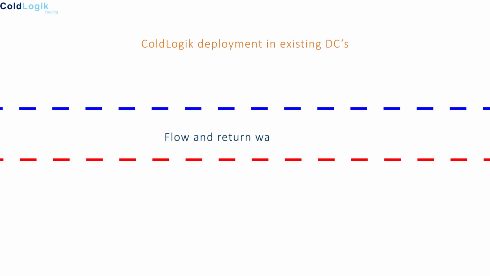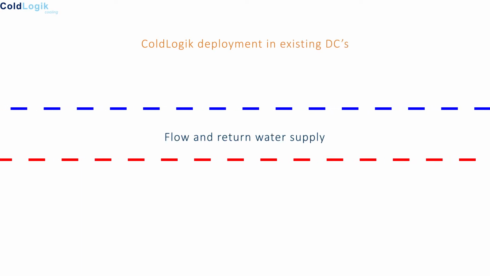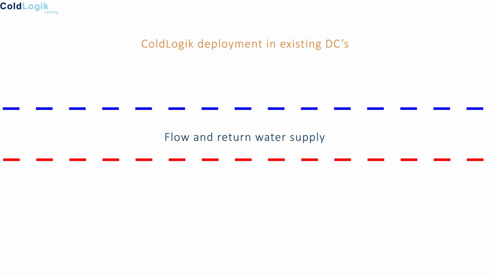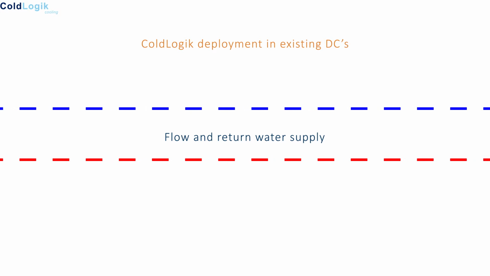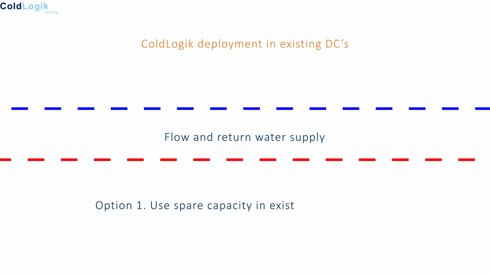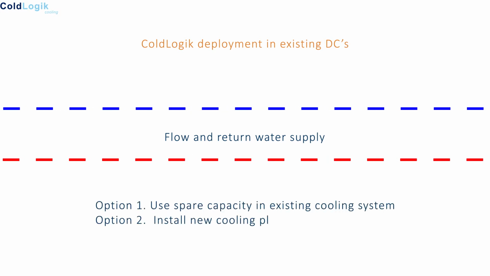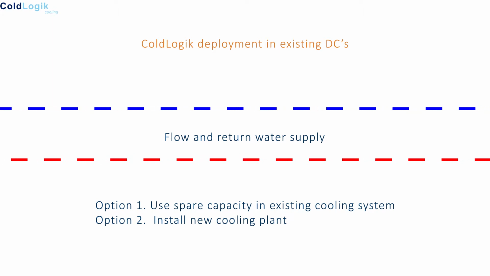Before describing how to deploy a ColdLogik rear door cooler, we first need to decide where the flow and return water supply originates from, of which there are two potential options. Option 1 is to use any spare capacity in the existing mechanical cooling, and option 2 is to install new cooling plant.